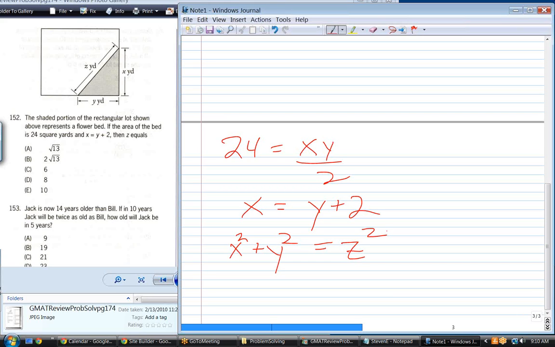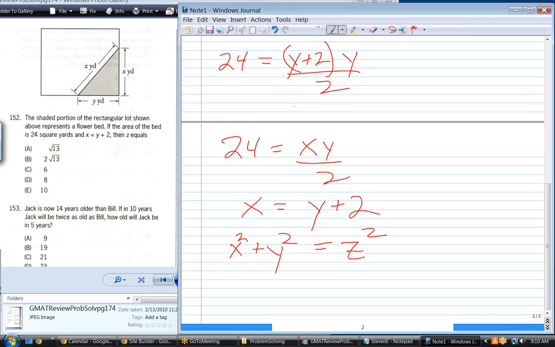All right. So first step I'm going to probably take is I'm going to plug in the value of x back into the equation for area. So I'm going to have y plus 2 times y over 2 equals 24. Gives me y squared plus 2y equals 48. y squared plus 2y minus 48 equals 0. Well, that's not helping me too much, I don't think.